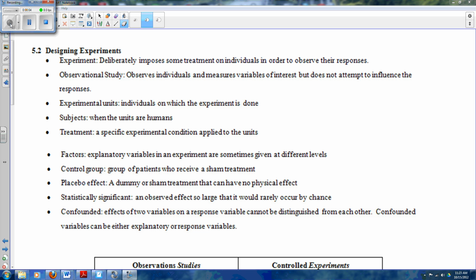Welcome AP Stats. We are going to talk about now how we look at experiments and actually carrying those out. There's different types of experiments that we're going to run. And so we're going to start looking at some vocabulary dealing with experiments.